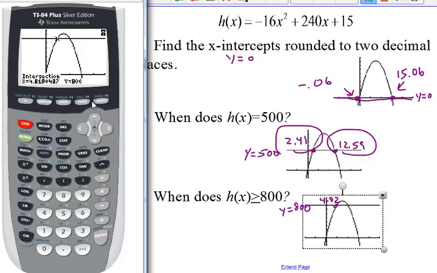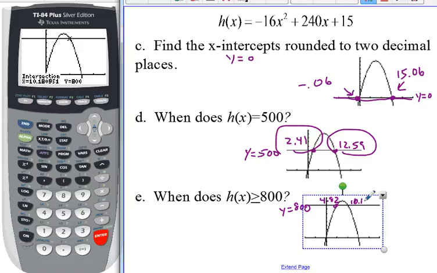And then second calc, intersect. Head over to the right side. Press enter 1, 2, 3 times. 10.18. And we were asked when is it greater? Well, it's going to be greater up here when it's above that line. So we're going to give an answer that's in interval notation this time, all the way from 4.82 to 10.18.